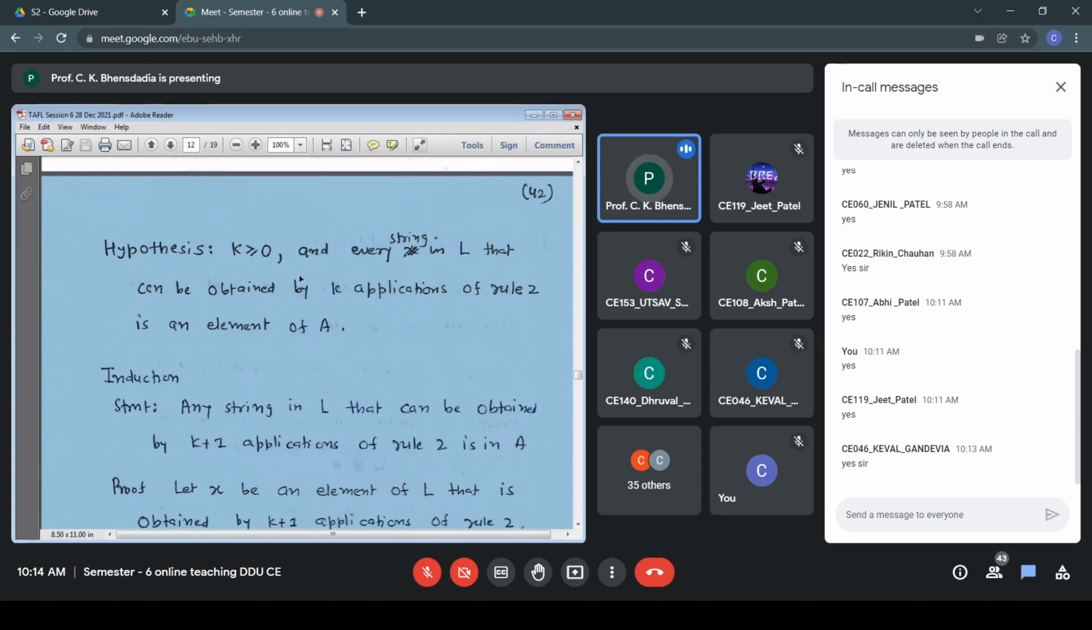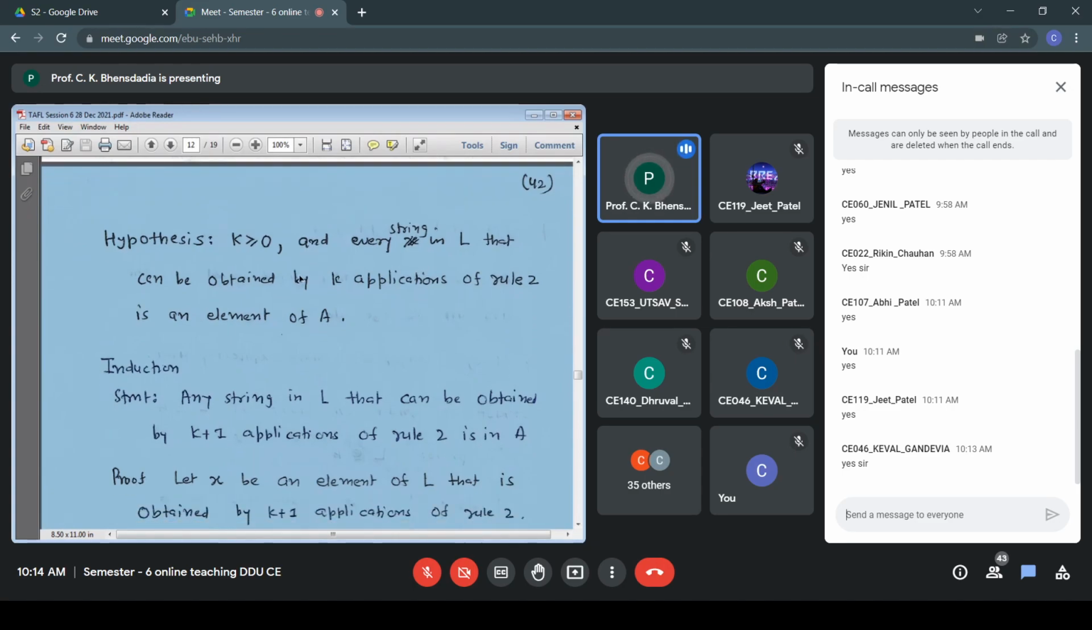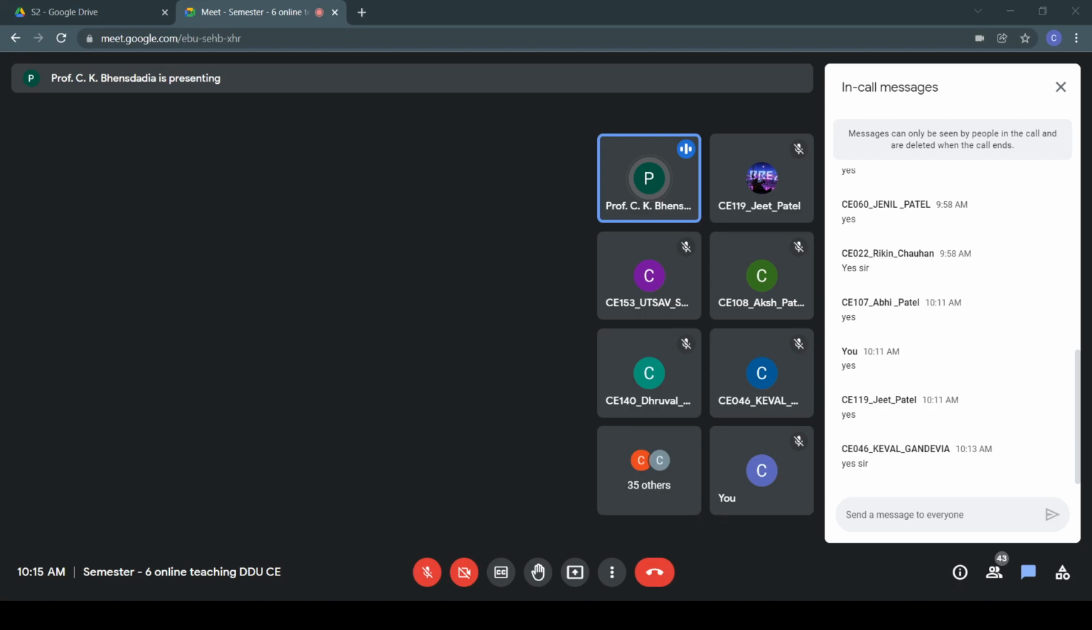So let X be an element of L that is obtained by K plus 1 applications of rule 2 in L. It means X is either 0y or 0y1, and Y is obtained by K applications. And rule 2 is what? Take a string, then the new strings 0y and 0y1 are also elements of L. That is my rule 2.